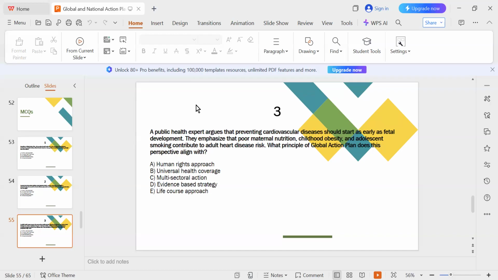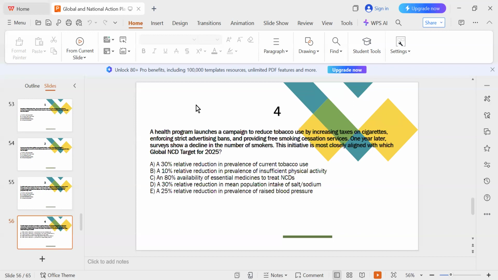The correct answer is ETA. A health program launches a campaign to reduce tobacco use by increasing taxes on cigarettes, enforcing strict advertising bans, and providing free smoking cessation services. One year later, surveys show a decline in the number of smokers. This initiative is most closely aligned with which global NCD target for 2025?